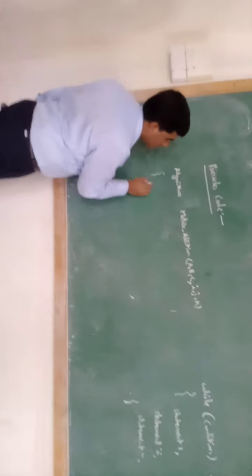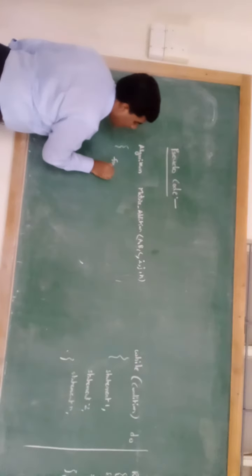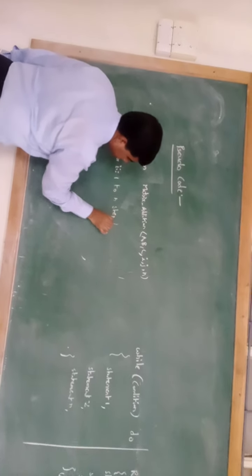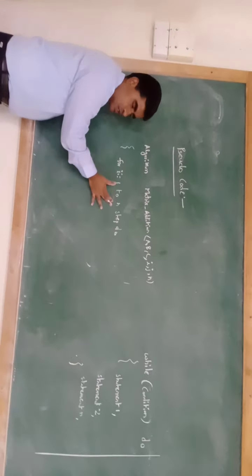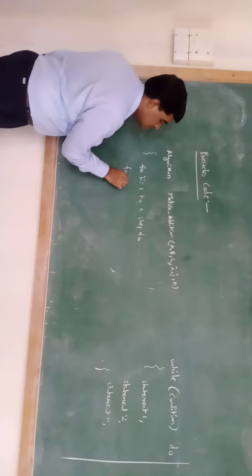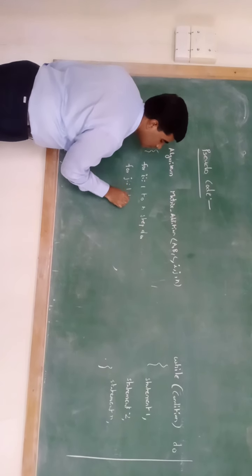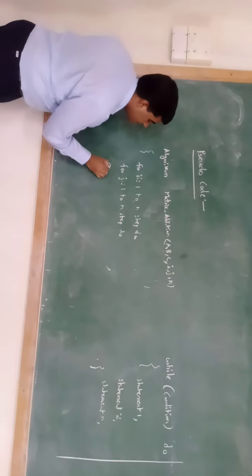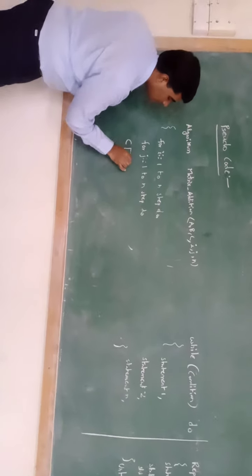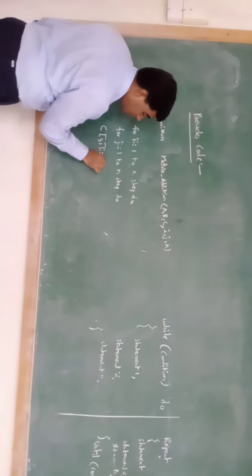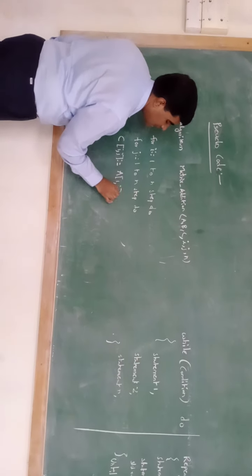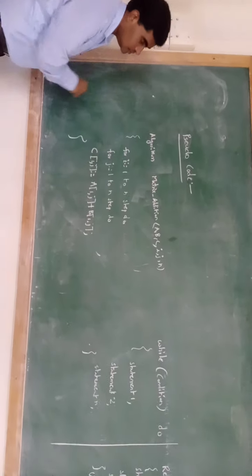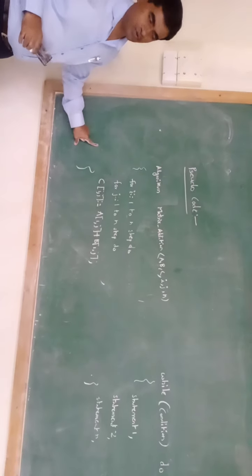So for representing rows, what are we using? For I := 1 to n step 2. For J := 1 to n step 2. And the resultant matrix C of Ij equals A of Ij plus B of Ij. Like this we write the pseudocode.